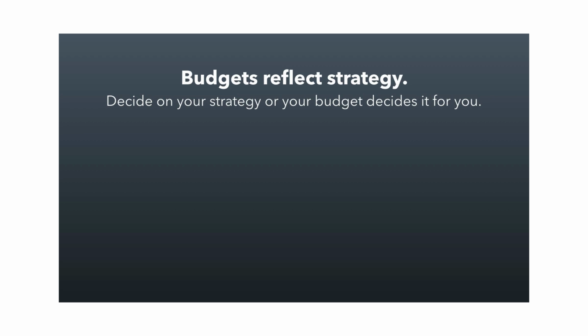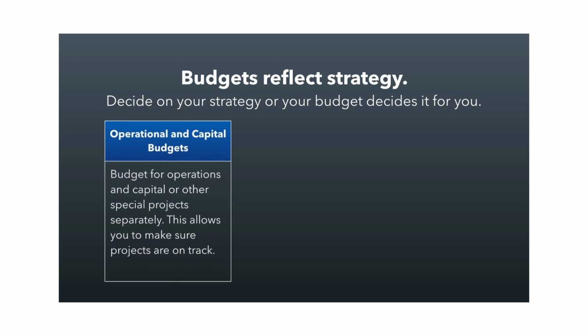A few things I want to point out, some things about how budgets work for nonprofit organizations. Number one, most nonprofits account separately for operations and capital budgets. Basically, your ongoing operations should have a budget attached to them, and then any special projects should be budgeted separately. So if you're planning on building a new building, starting a new program, doing things that are outside of your typical operations, then you should be budgeting separately for that project. This allows you to make sure that your projects are on track.